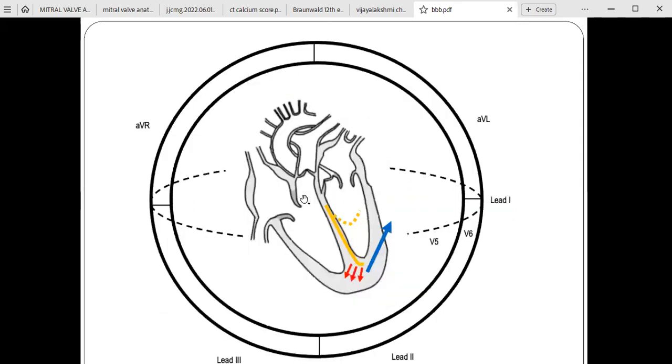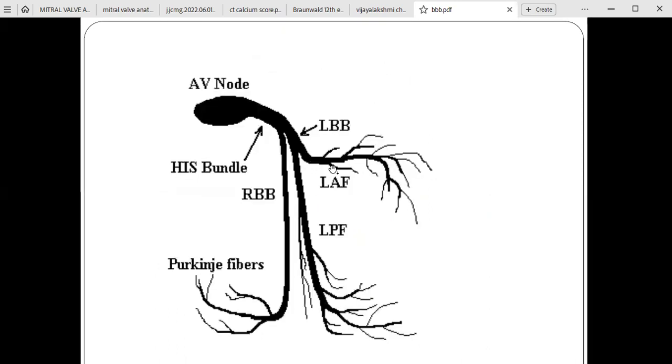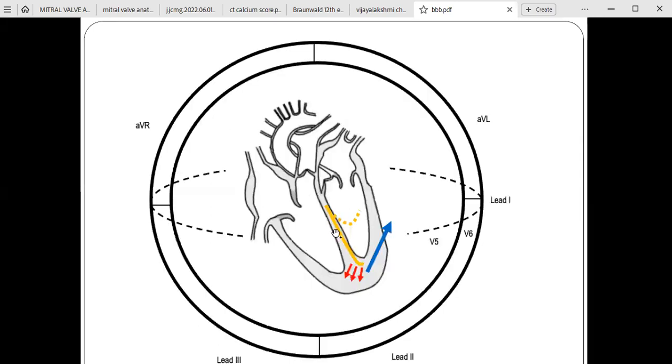Now in left anterior fascicular block, when these fibers are blocked, the depolarization wave will initially go through the left posterior fascicle. So normally the left posterior fascicle will get activation, and the activation will occur here initially, with all the vectors going in the direction of leads 2, 3 and aVF. The initial activation will occur at leads 2, 3 and aVF. So there will be a small R wave because the voltage generated is not sufficient. There will be a small R wave in leads 2, 3 and aVF.